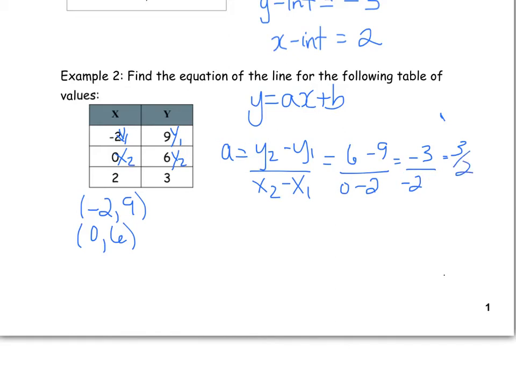Now I need to find the b. Well, I don't need to do any calculations here. I already know the b, the y-intercept. Remember, the y-intercept is the y value, so it's going to be one of these, when x is 0. So if x is 0 here, then this is my b, my y-intercept. So I know that my b is going to be 6. So I can just put those into my rule. y equals a, which is 3 over 2, x plus 6.